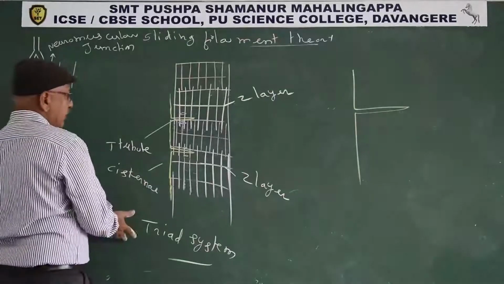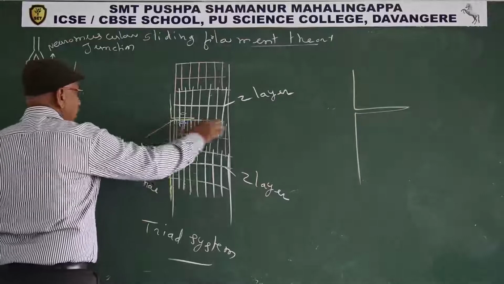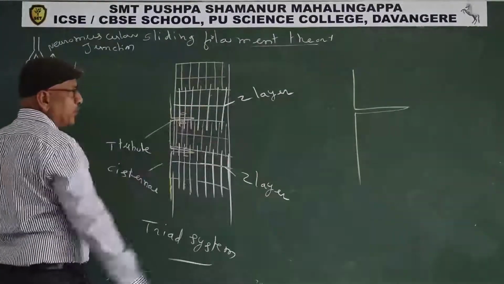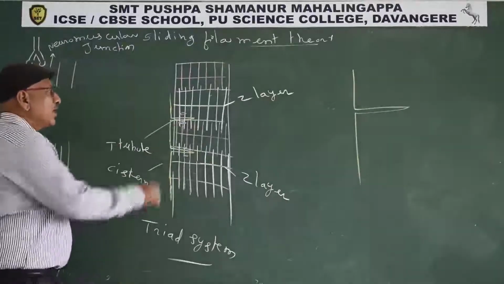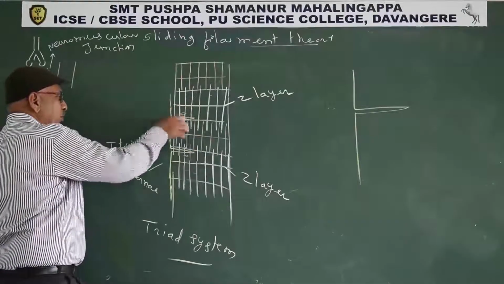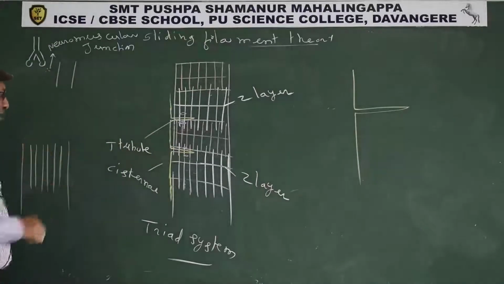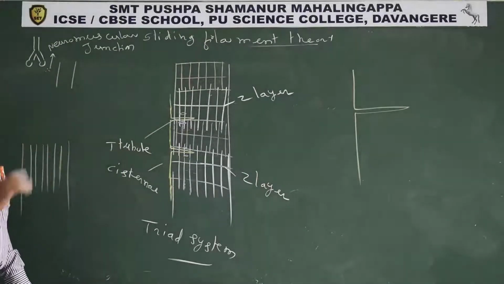How is the triad system formed? The sarcolemma invaginates between the I band and A band. A T-shaped tubule is formed. The cisterna is present above the T-shaped tubule and the cisterna is present below the T-shaped tubule. These three structures together are known as the triad system.